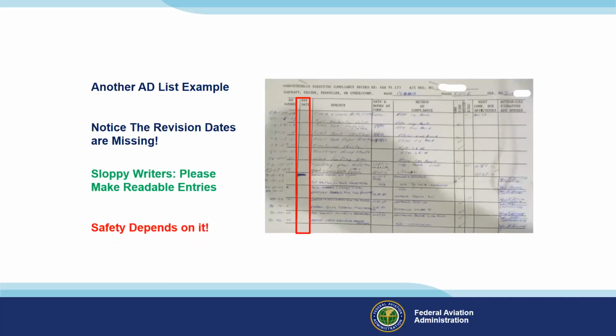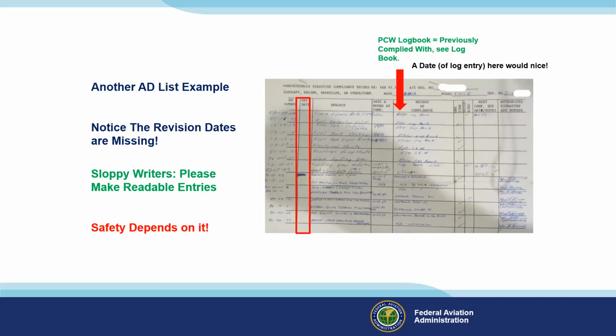Here's an older logbook entry. Notice the revision dates are all missing, so it doesn't meet the regulatory requirement. And sloppy writers, please make readable entries. These are so important. We have to know whether they were done, the method of compliance, the next due. If we can't read your writing, it's not safe.